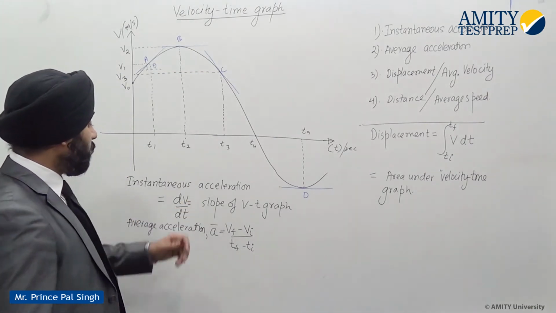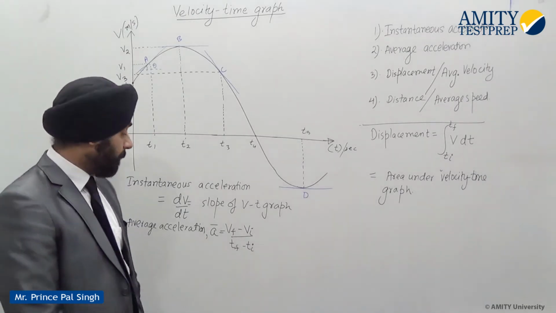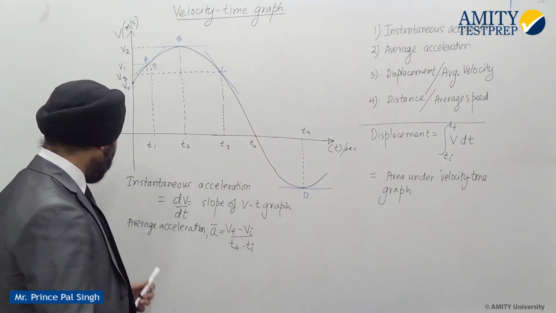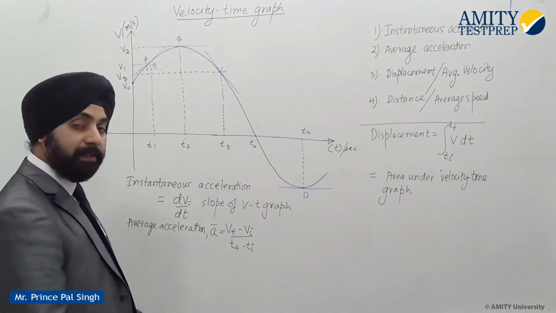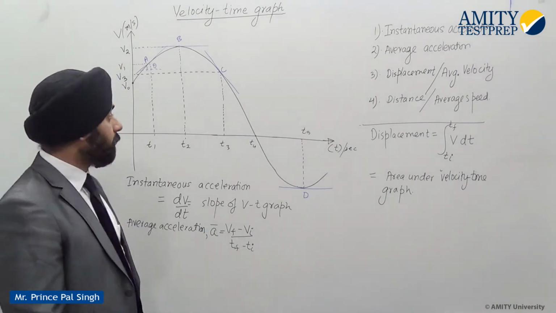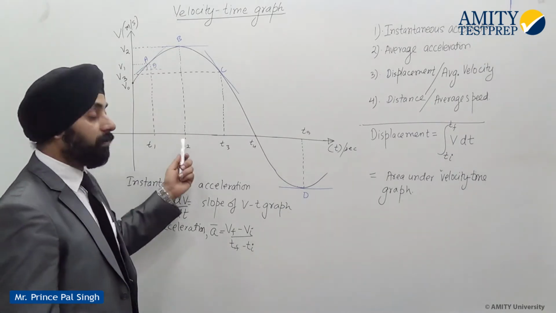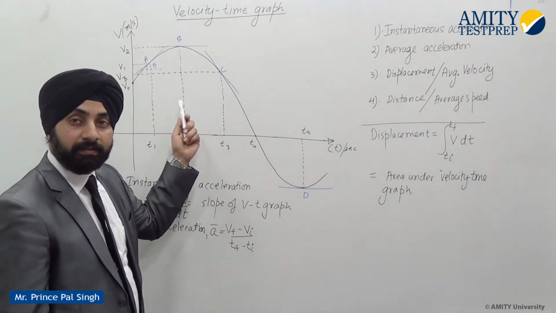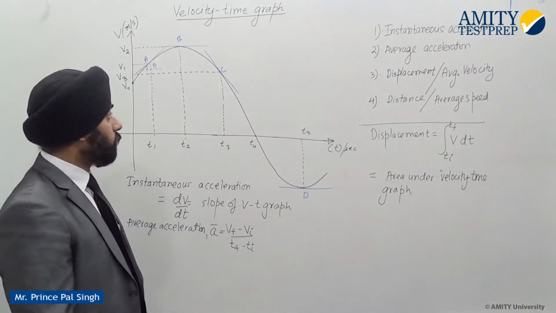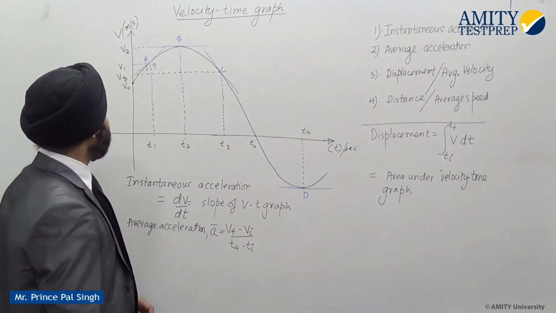The instantaneous acceleration is dv by dt, that is the first derivative of the velocity, which is the slope of the velocity time graph. The slope of the velocity time graph means if we draw a tangent on the graph, then tan of theta, the angle that the tangent makes with the horizontal x-axis, gives you the slope. So the slope of the velocity time graph gives you the instantaneous acceleration.